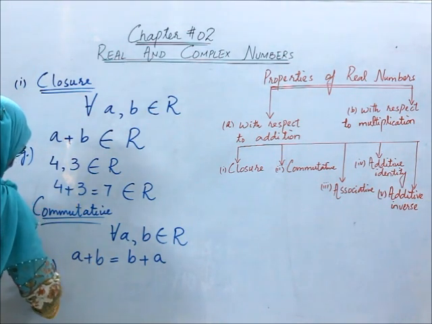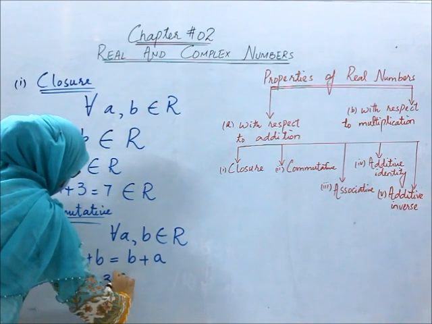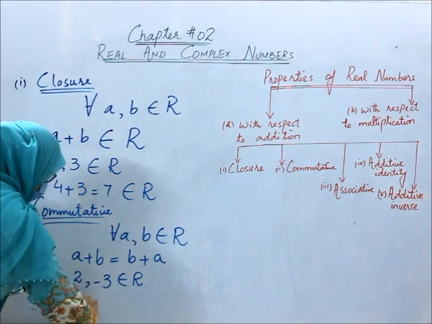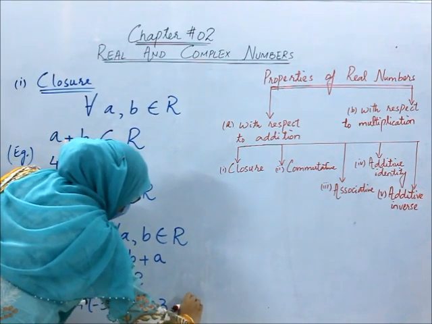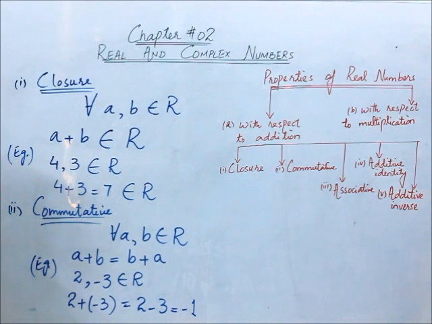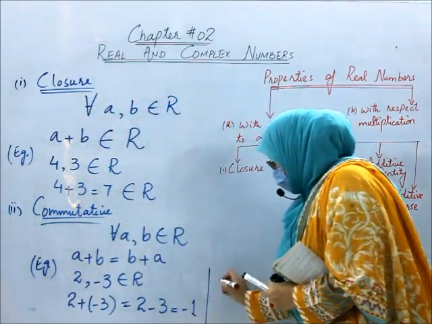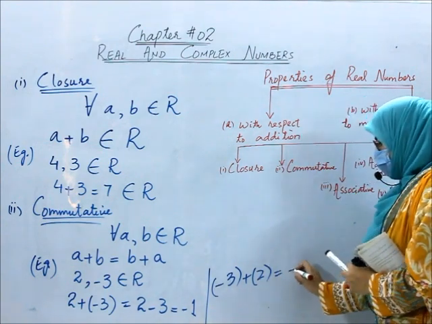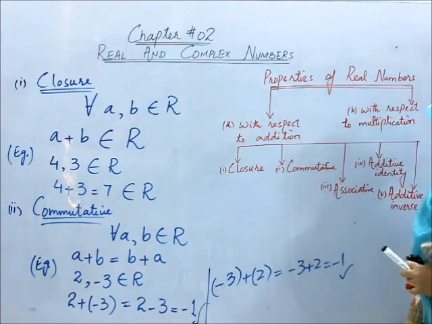If you take an example, for example 2 and minus 3 belong to the set of real numbers. Now if we add them, for example 2 plus minus 3, our answer would be what? 2 minus 3 is equal to minus 1. Now if we add minus 3 and plus 2, our answer would remain the same. That is minus 3 plus 2. Our answer would be what? Minus 3 plus 2 equals minus 1. So it means in addition, order does not matter. So this is the commutative property.